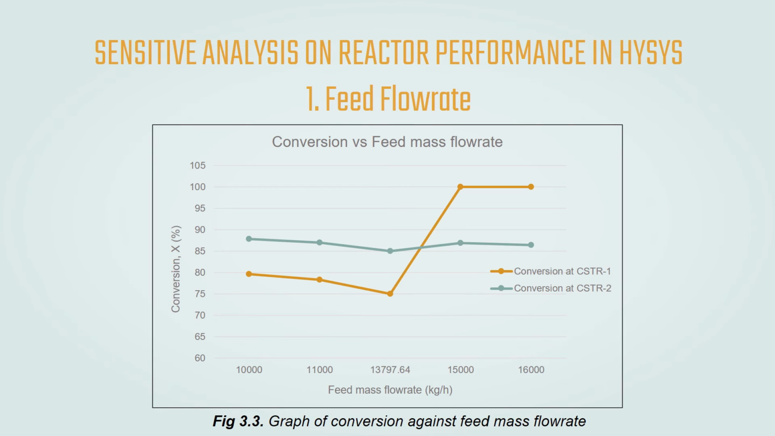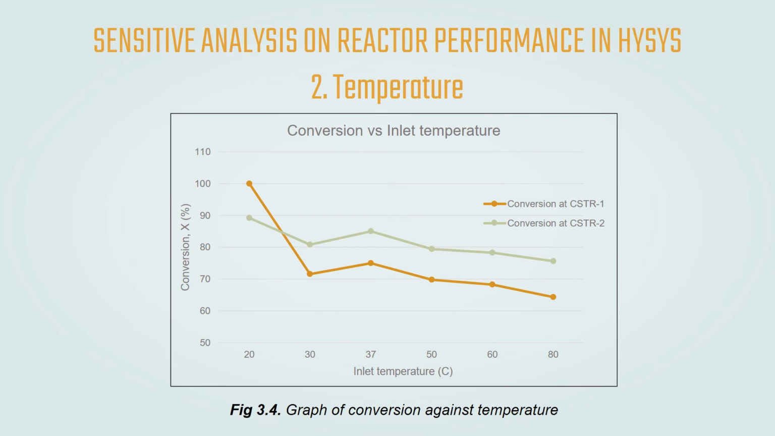Next up, we'll evaluate the sensitivity analysis on reactor performances in HYSYS by firstly changing the feed flow rate. So in this graph, we can conclude that when the feed flow rate increases, the conversion in CSTR1 increases, but in CSTR2 the conversion does not differ much. Next, if we change the inlet temperature, we can see that the conversion in CSTR1 and CSTR2 both decreases.